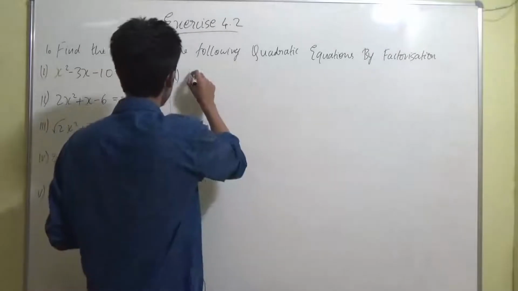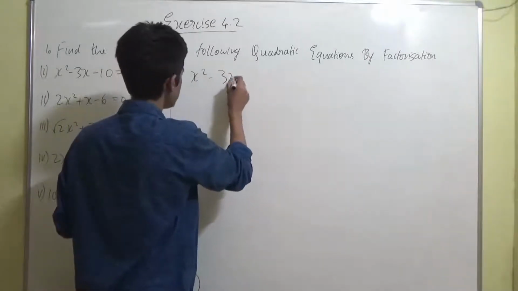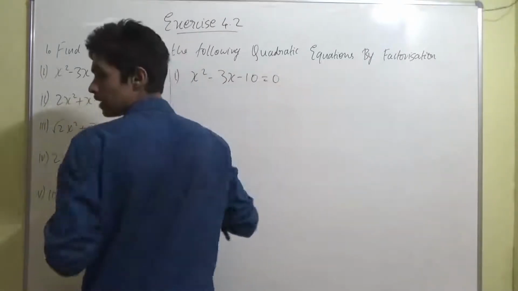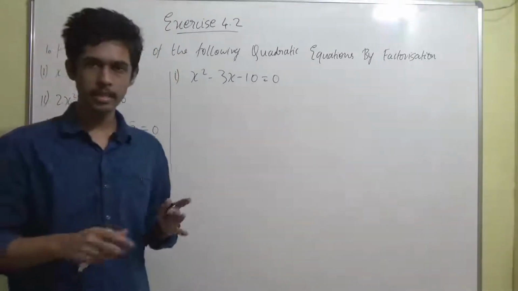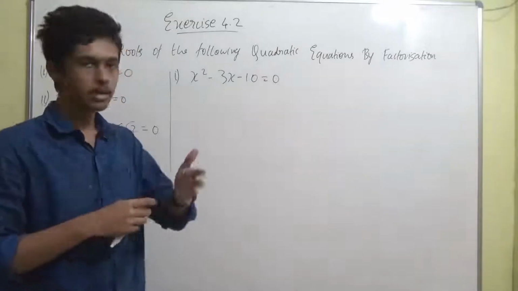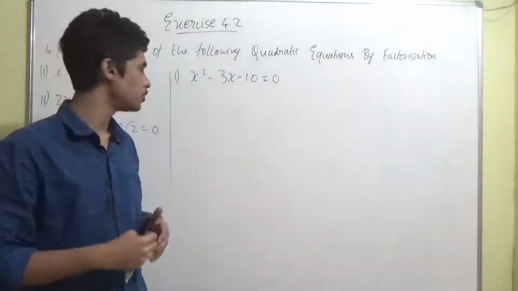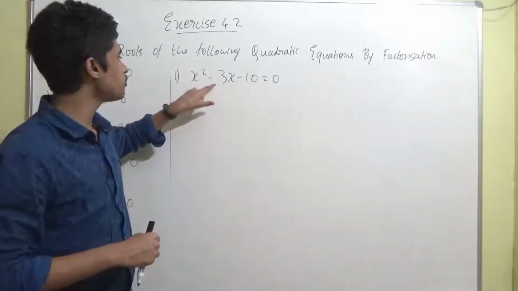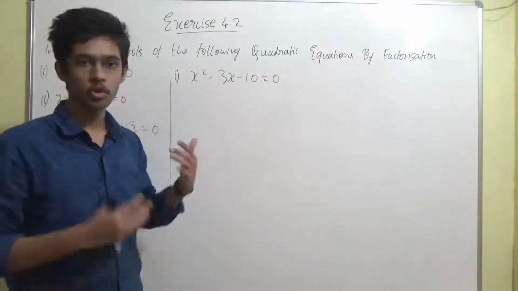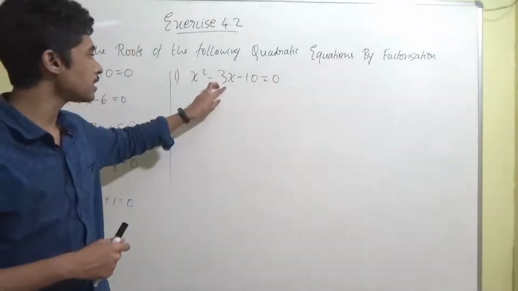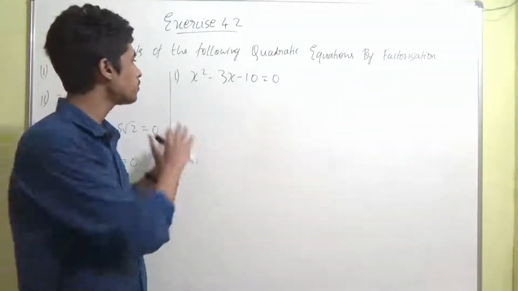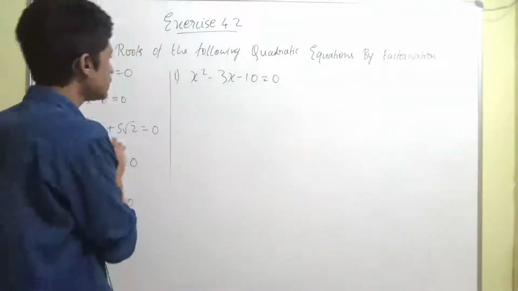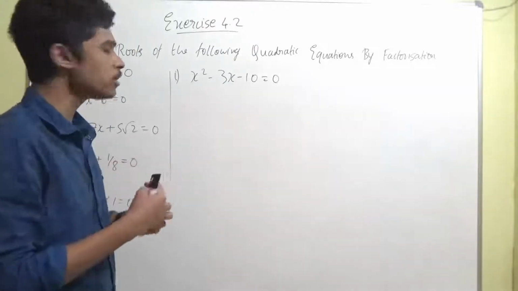So the first question is x square minus 3x minus 10 equal to 0. Now you can try it by yourself simultaneously while I'm doing it. If you multiply the first term and the last term, you're going to get minus 10x square. Now you have to split the middle term in such a way that the multiplication of the two parts gives you minus 10x square. So how can you split it?